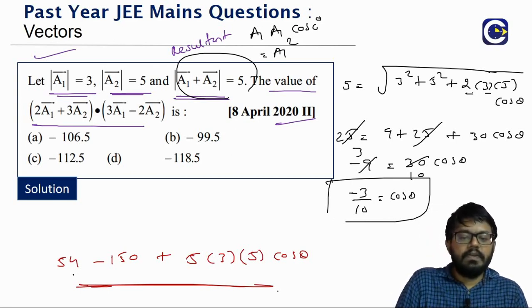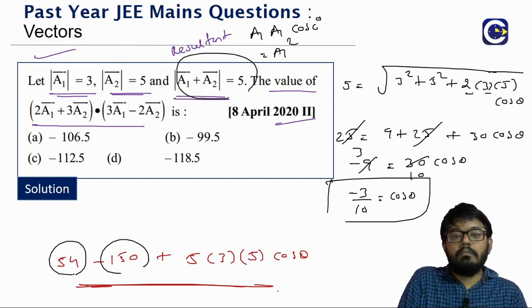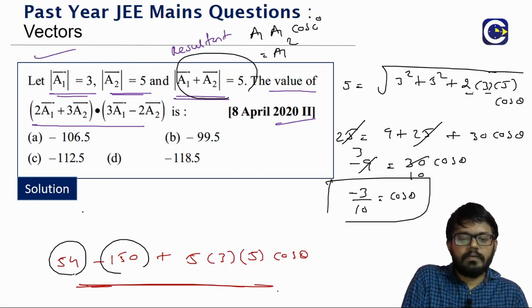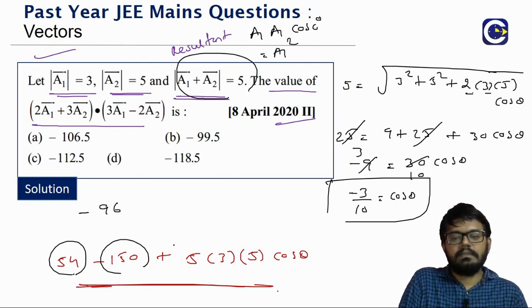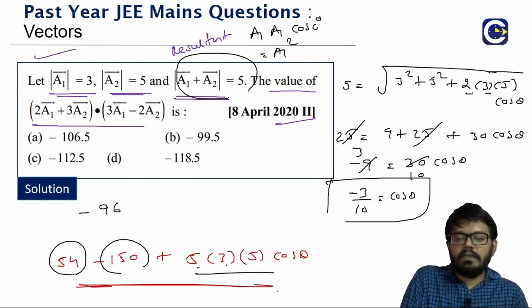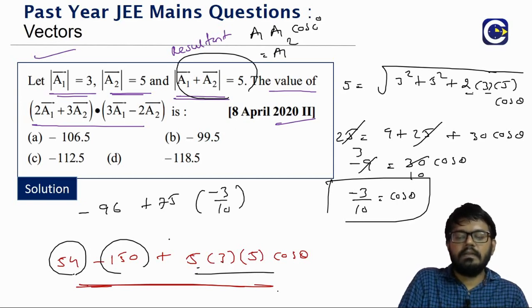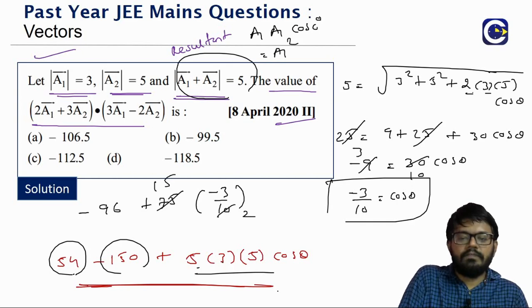Now just substitute it as it is. We can simplify it. 54 minus 150 is minus 96. Then plus 75 cos theta, where cos theta is minus 3 by 10. Here we can see some cancellation. What is the cancellation? 5 2s are, and then 5 15s.